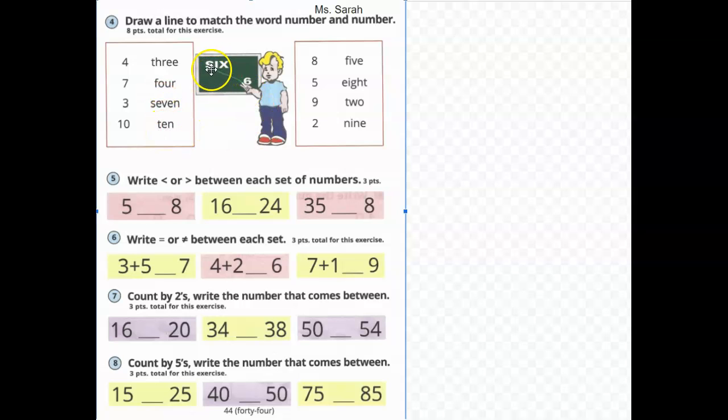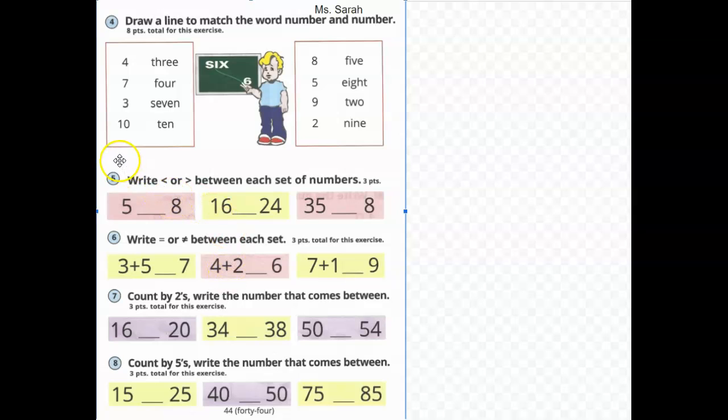And they did an example here. They drew a line from the number 6 to the 6, right? Okay, so you're going to do the same thing with this 4, 7, 3, and 10. Now, if you are having a hard time reading these words, think about the first letter and what number matches, right? So the word 4 has a F, so you can figure out which word it is, okay? Push pause, and you're going to do this box, and you're going to match this box, and then come back when you're ready for down here.